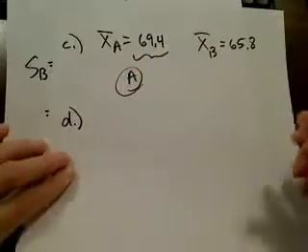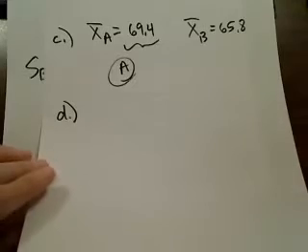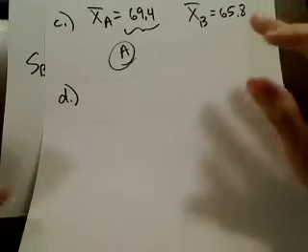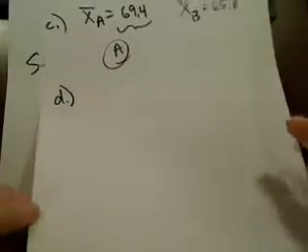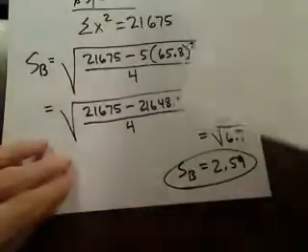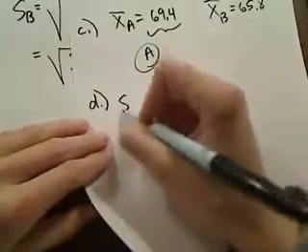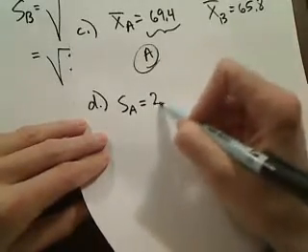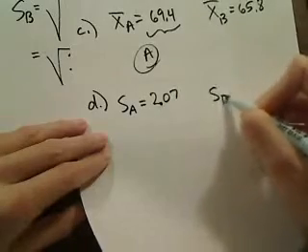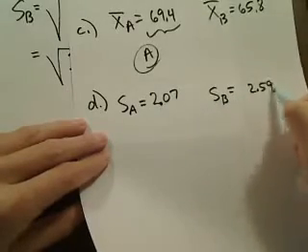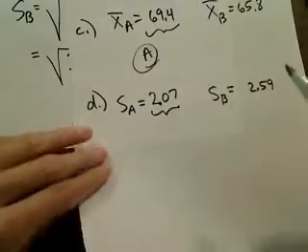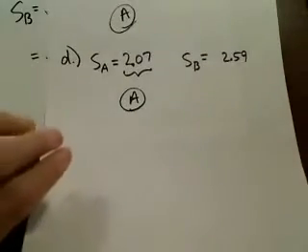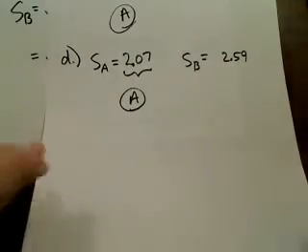In D, they're asking us which brand has the more consistent lifetime. And so whichever one has the less variability is going to be the one that's more consistent. And the variability is measured by the standard deviations. So if we take a look at the standard deviations here, standard deviation for set A is 2.07, and standard deviation for B is 2.59. This one has less variability. So again, it would be set A here that would have the more consistent lifetime. Okay, and that's it in this problem.